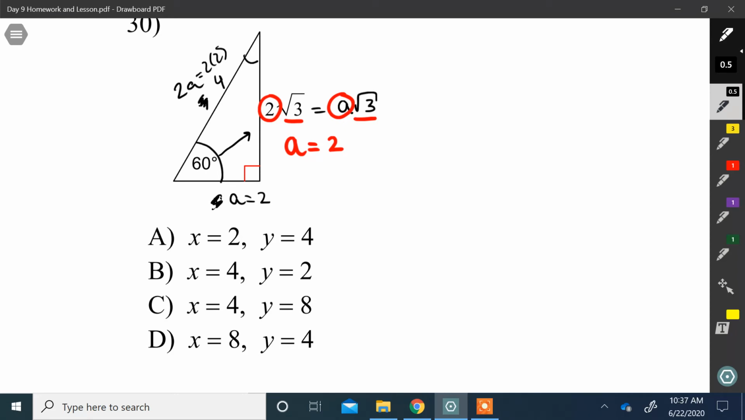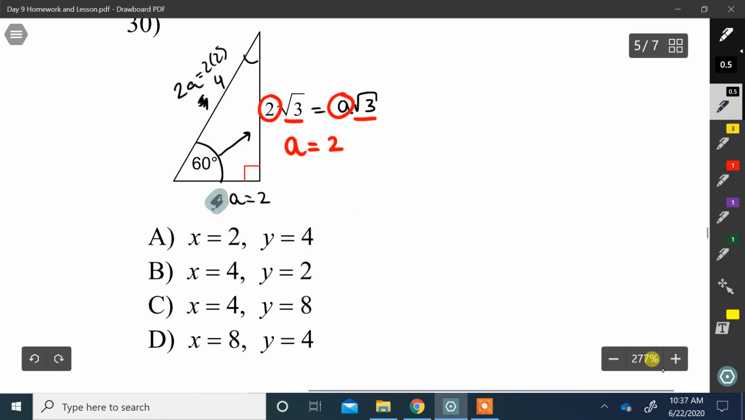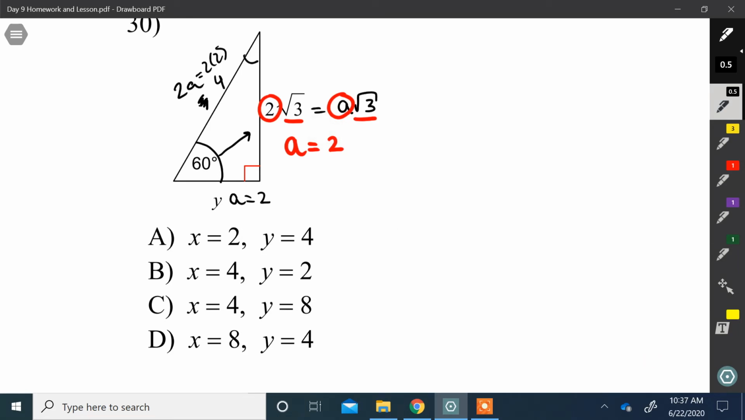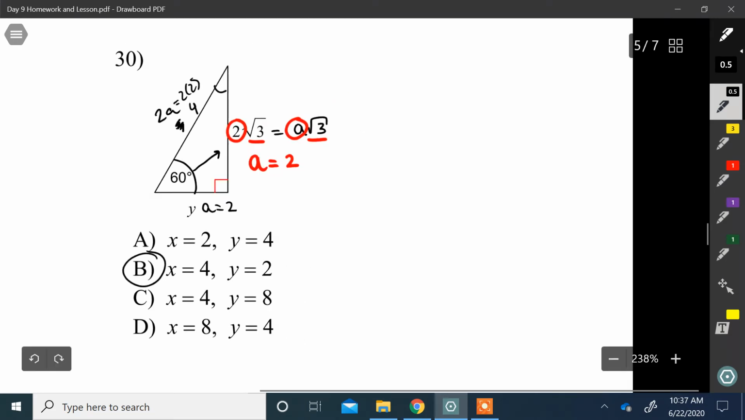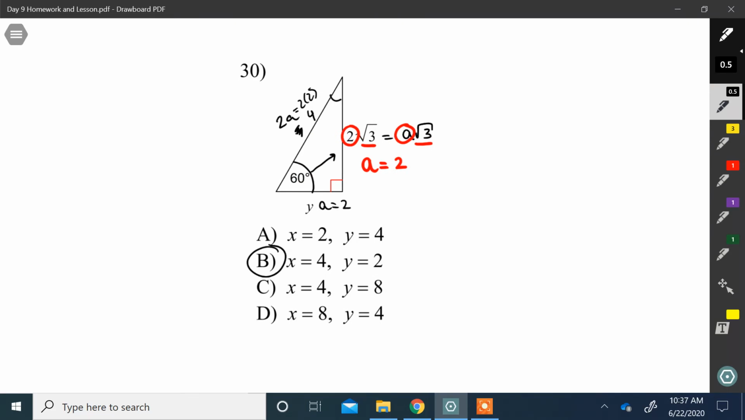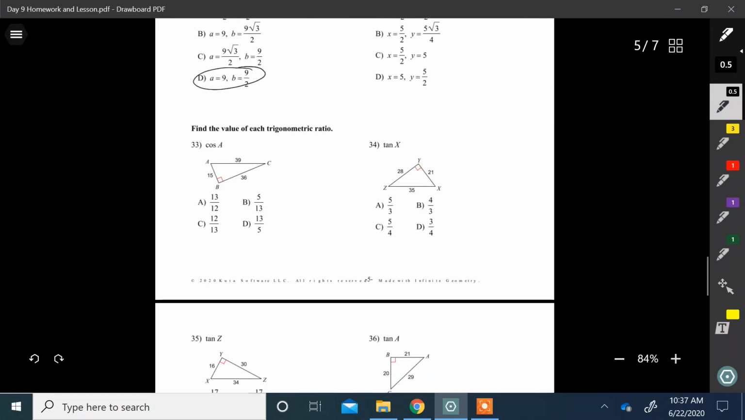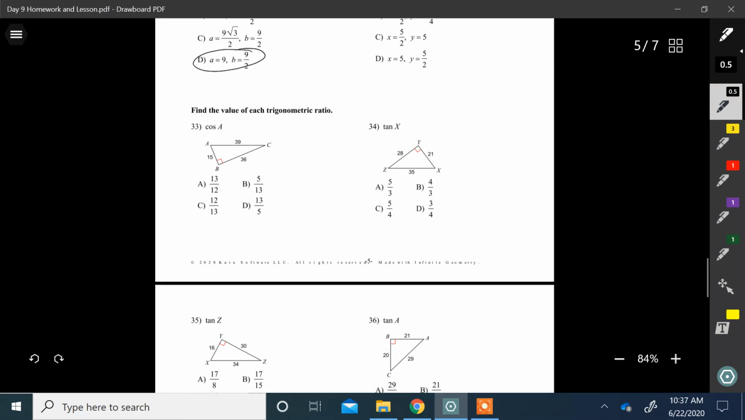Okay? So in a sense, if I erase this, Y is 2 and X is 4. So that would be B. Okay, so you just have a couple more to do there. I did those for you. All right. The next part is actually pretty simple to do, and you'll see why.